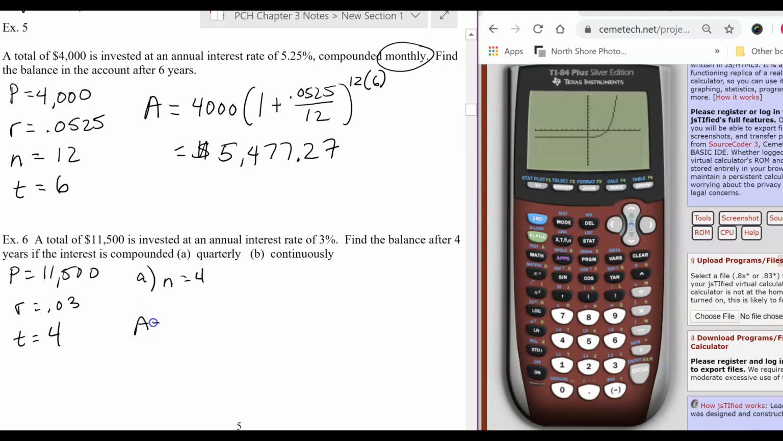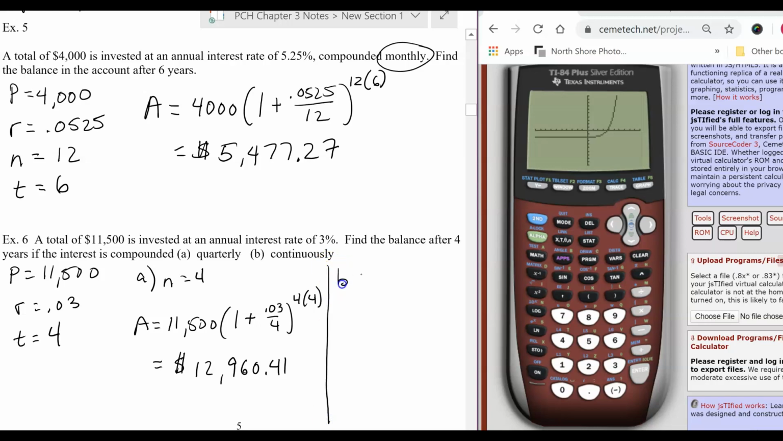So I have A is equal to 11,500 times 1 plus 0.03 divided by 4 raised to the 4 times 4, because it's quarterly and for 4 years. And the amount that you would have after 4 years would be $12,960.41.